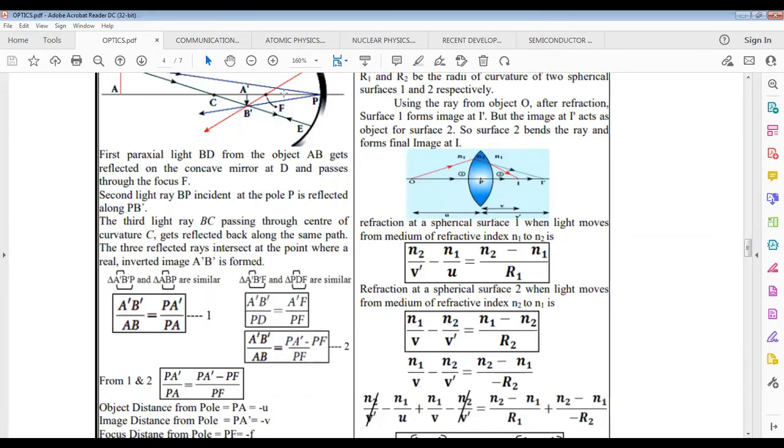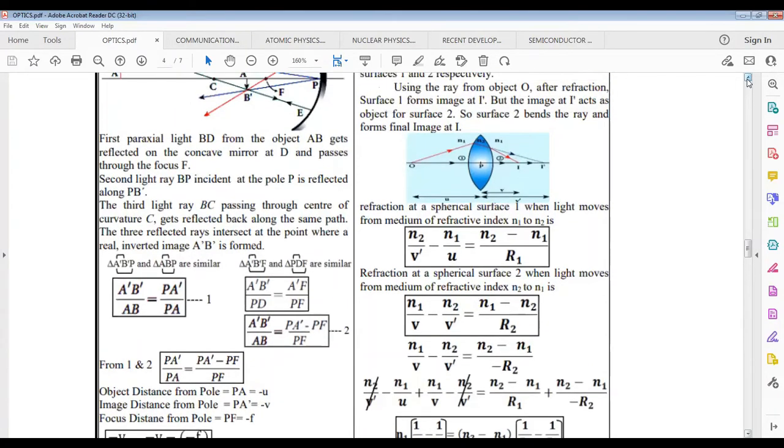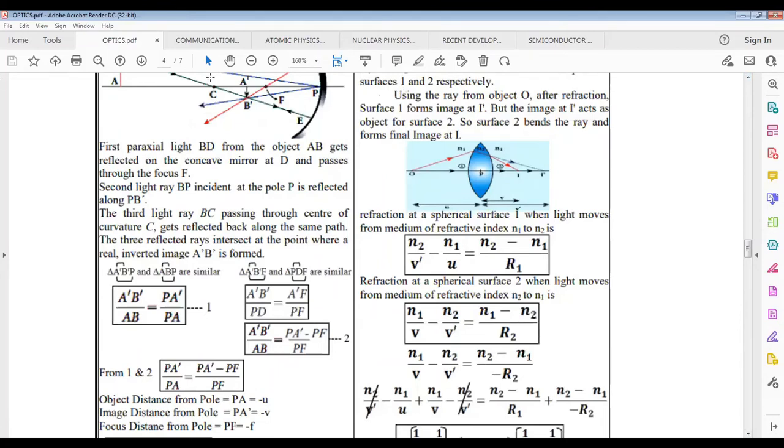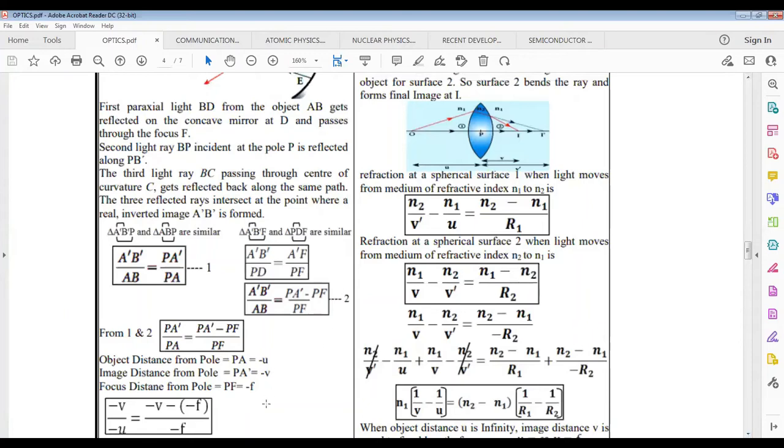What is this PA dash? PA dash is the distance between the pole and the image, which is nothing but your V. And this PA is the distance between the object and the pole, which is U. So substituting all these values, you will be getting the equation like this, minus V by minus U, both are in the left hand side. So minus V by minus U, all the values are taken as minus. The reason is because we are measuring from the left side. If it is right side, as per the Cartesian convention, it will become plus. Here all are minus values, minus U, minus V, minus F.